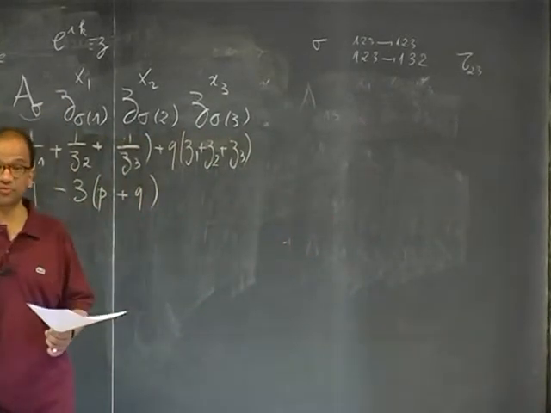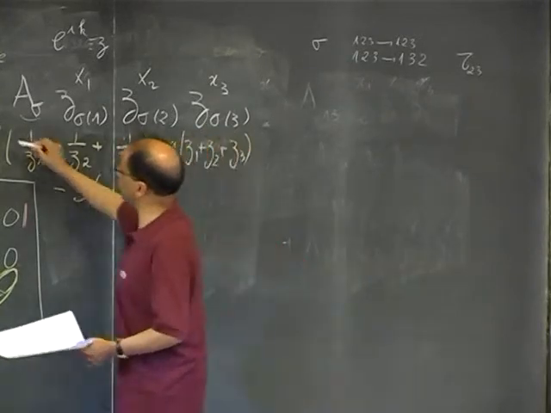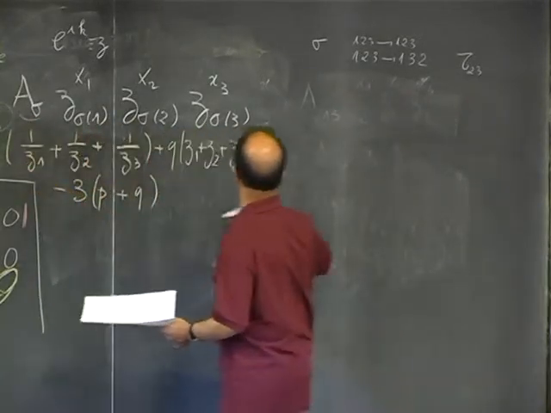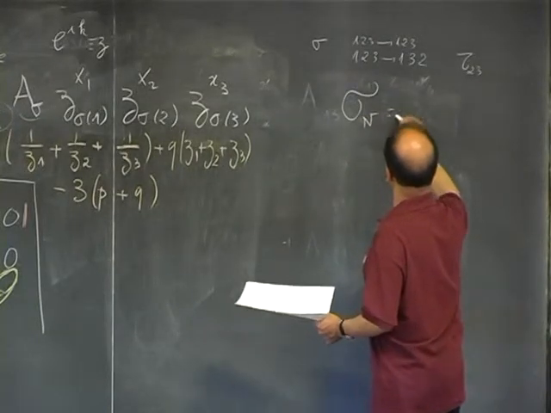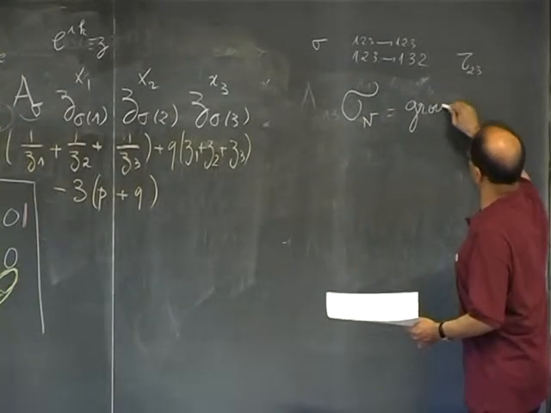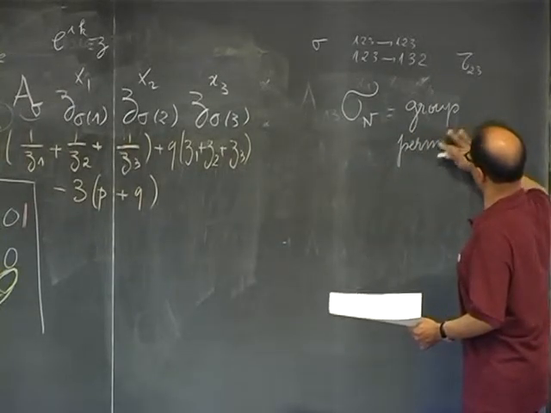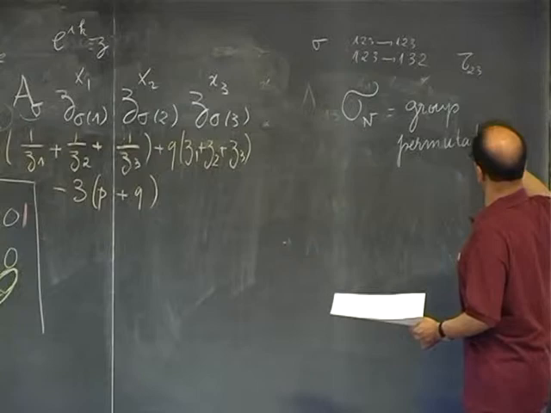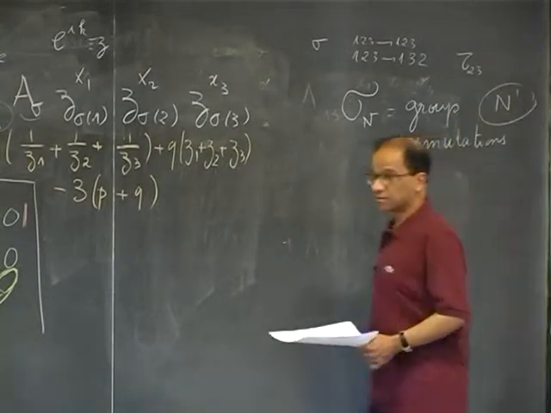6 permutations of 3 elements. And this thing is the group. So sigma n is the group of permutations, with cardinality n factorial.